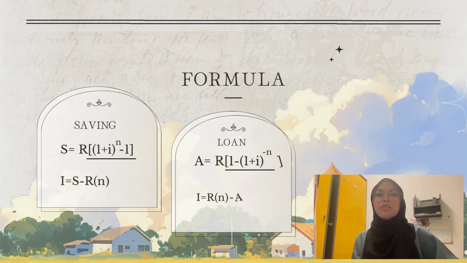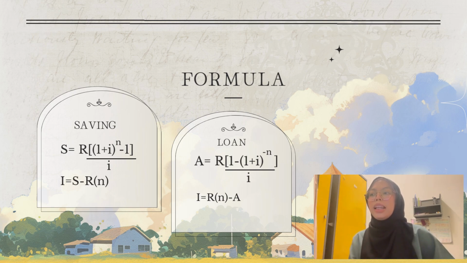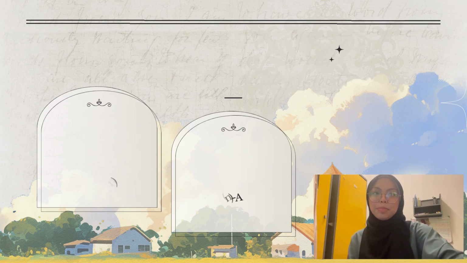Now, this is the formula for annuity. As you can see, there are two formulas, which are saving and loan. For saving, the first one is S equals R times [(1 plus i) to the power of n minus 1] divided by i. Next, I equals S minus R times n. For loan, the first one is A equals R times [1 minus (1 plus i) to the power of negative n] divided by i. And the second one is I equals R times n minus A.